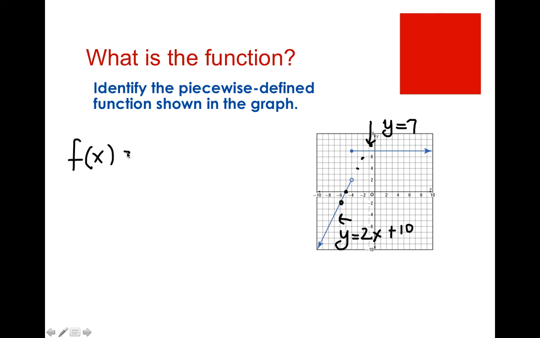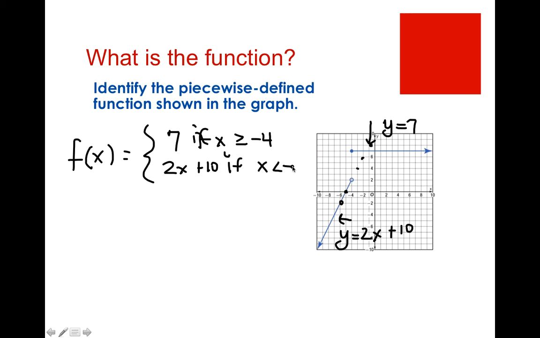F of x is equal to, well, it's going to equal 7 if the x's are greater than or equal to -4. It's going to equal 2x plus 10 if the x's are less than -4.